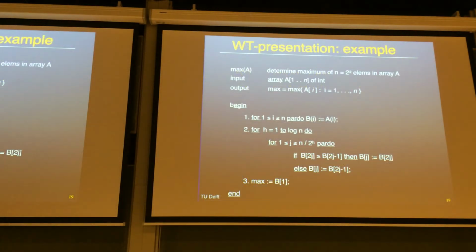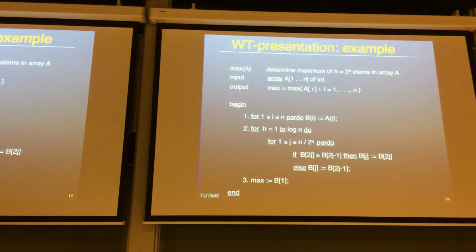So what will be the format of presentation of our algorithm? And this is the first example of this idea of having a sequence of time steps where in each of these time steps you can perform operations concurrently. We start here with the first statement, the first time step. For i between 1 and n, par do b_i becomes a_i. This is the copying step.